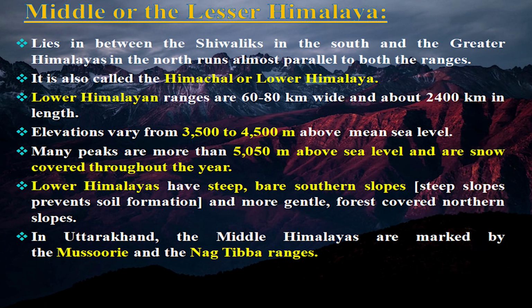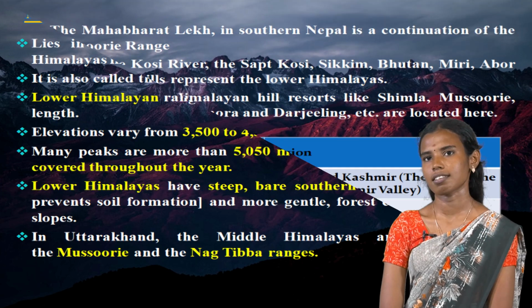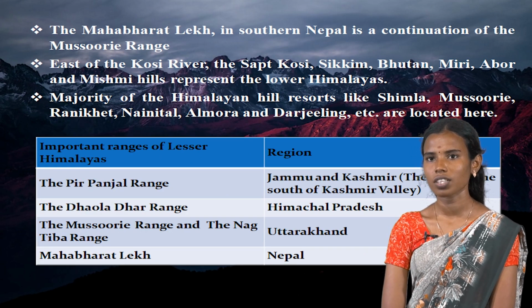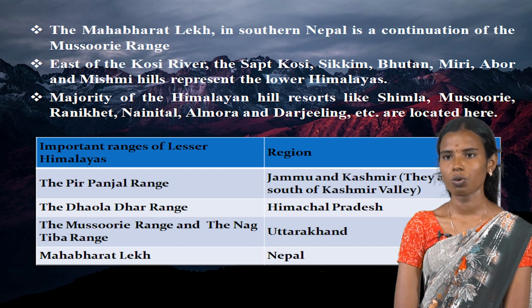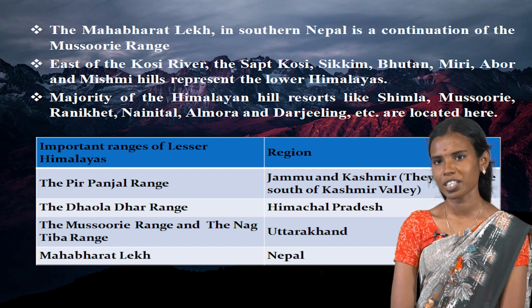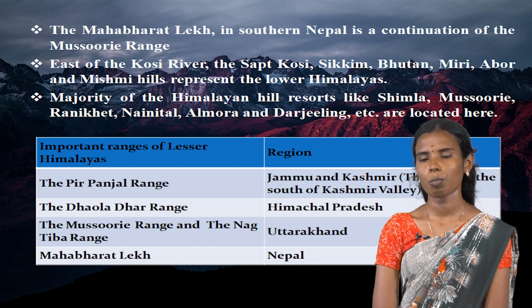Lower Himalayas have steep bare southern slopes and more gentle forest covered northern slopes. In Uttarakhand, the Middle Himalayas are marked by the Mussoorie and the Nag Tibba ranges. The Mahabharat range in southern Nepal is a continuation of the Mussoorie range. East of the Kosi river, the Saptakoshi, Sikkim, Bhutan, Miri, Abor and Mishmi hills represent the Lower Himalayas.